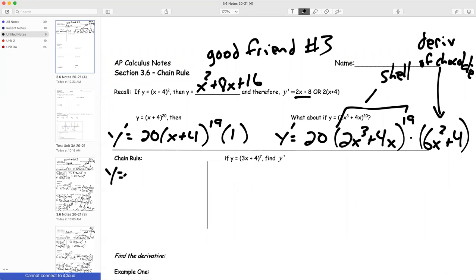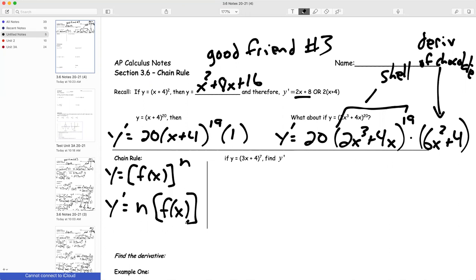Here's what the chain rule says. y is equal to f of x raised to some power n. So the notation, I want y prime. The n comes out front. The f of x comes down. I subtract 1 from the exponent. And then I multiply by the derivative of the chocolate, which in this case would just be f prime of x.